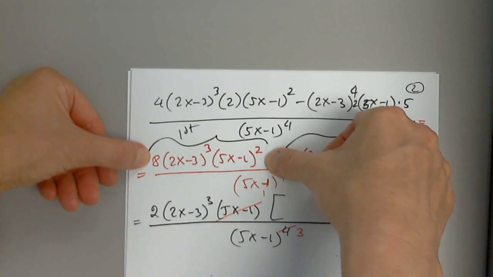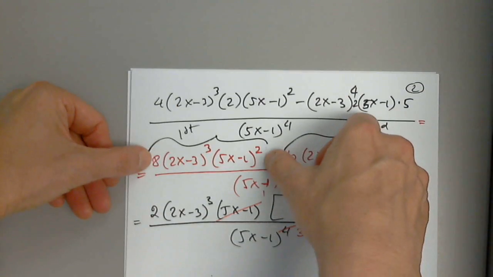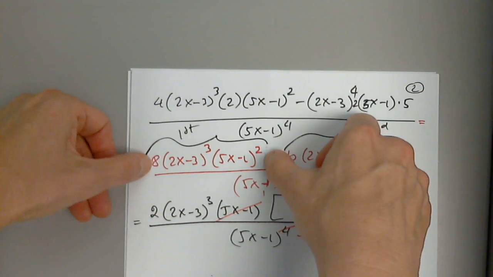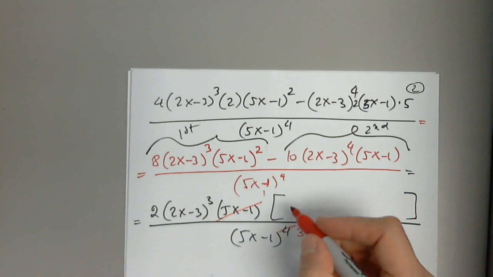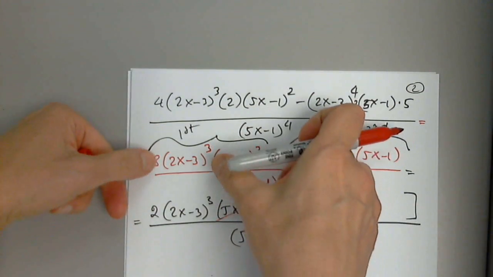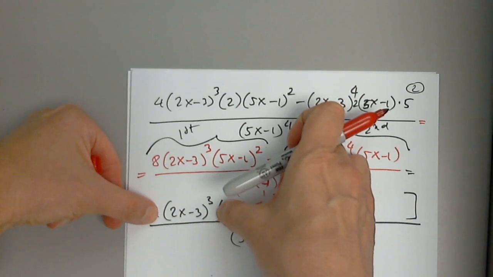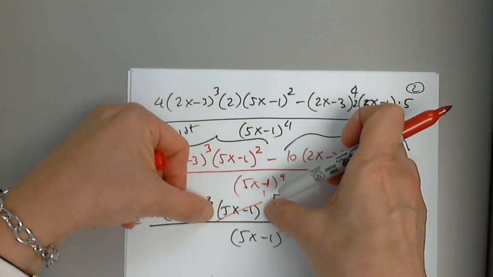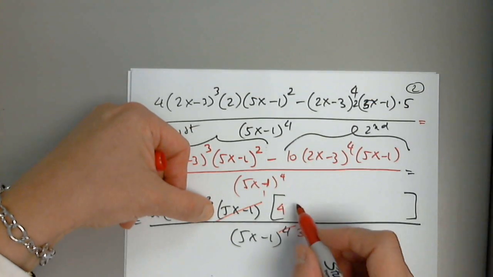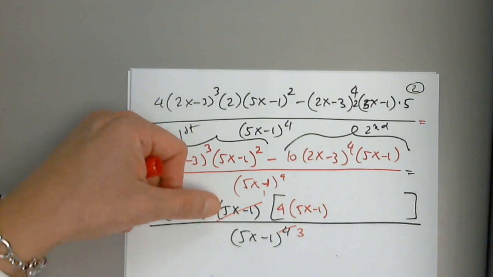Now I'm looking at this, and by comparison I say, okay, 2 is out, but there is something left inside, which is 4. Then I have 2x minus 3 cubed and 2x minus 3 cubed, they're out. Then from 5x minus 1 squared, I remove the 5x minus 1. So there is a 5x minus 1 left inside.